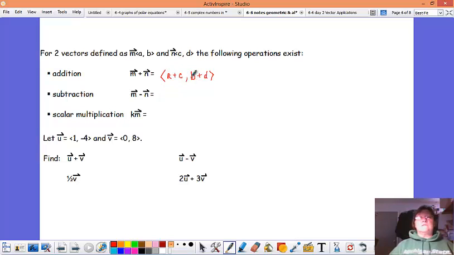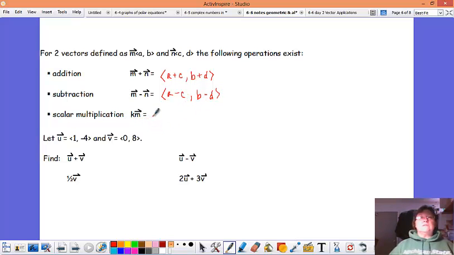You can add the horizontal and vertical components of both. Subtraction is also defined for vectors. M minus N means that we start here, so we are A minus C and B minus D. That is horizontal minus horizontal, vertical minus vertical.